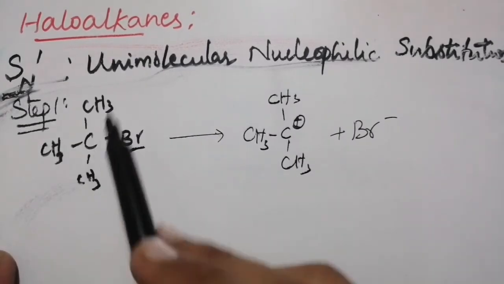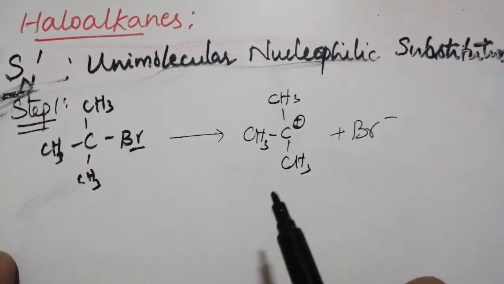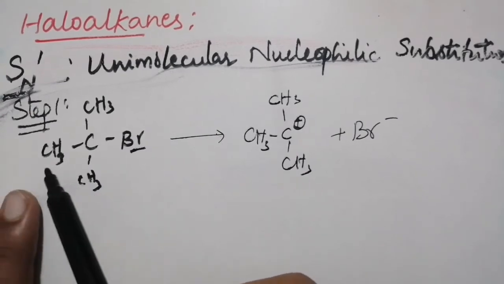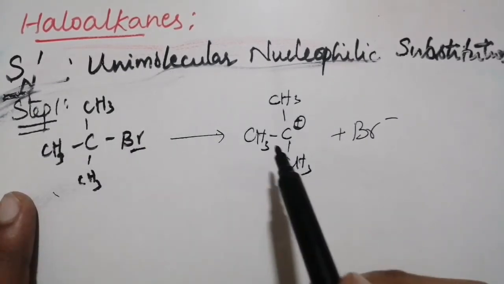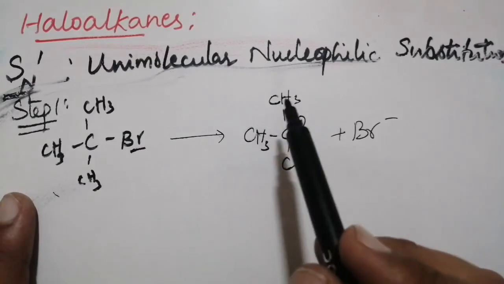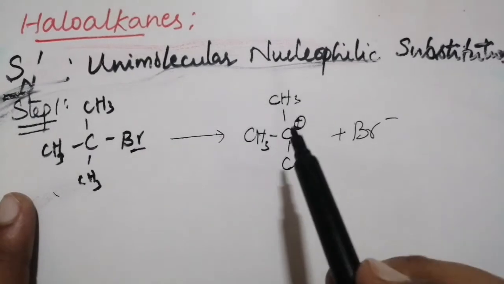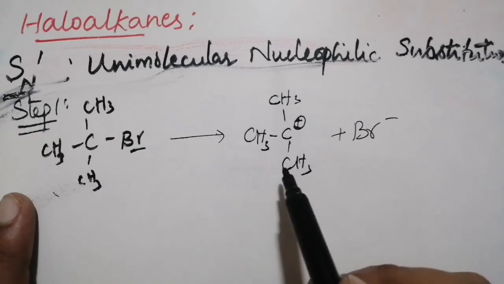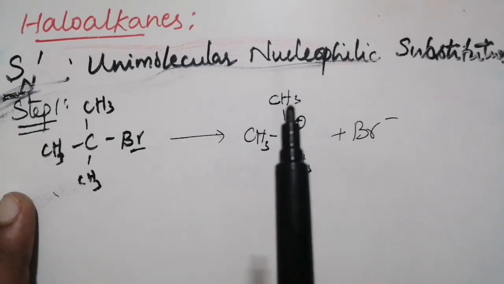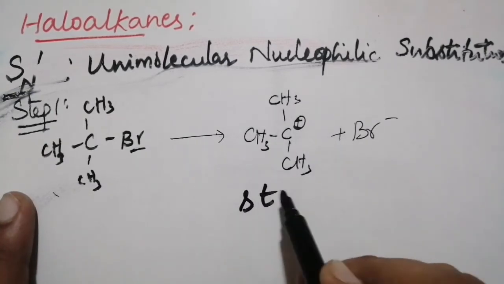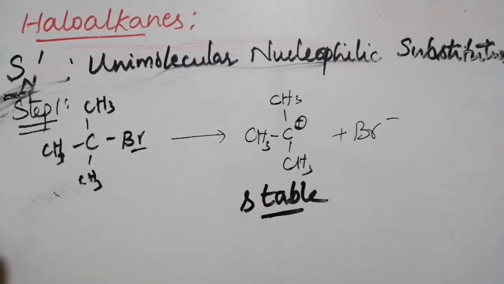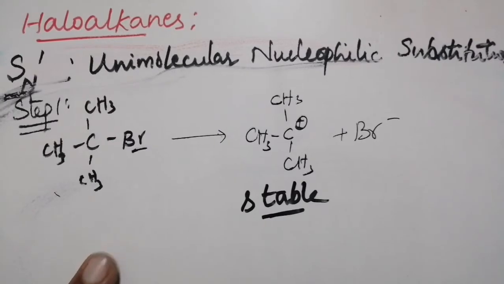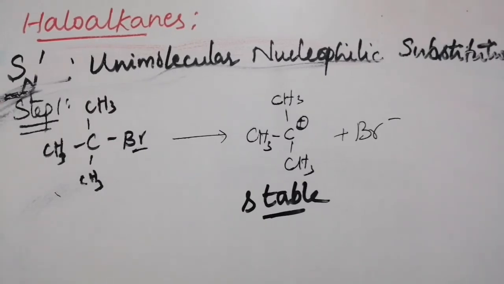So the first step, the explanation should be written here. The tertiary butyl bromide undergoes dissociation to form planar carbocation, that is tertiary planar carbocation, which is stable. It is stable always. This is step 1.